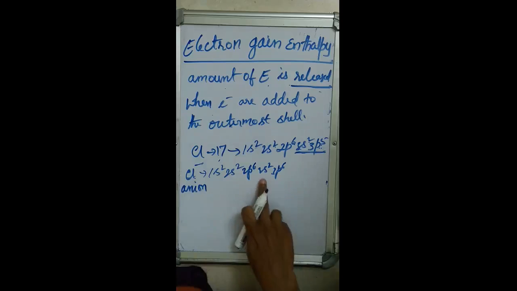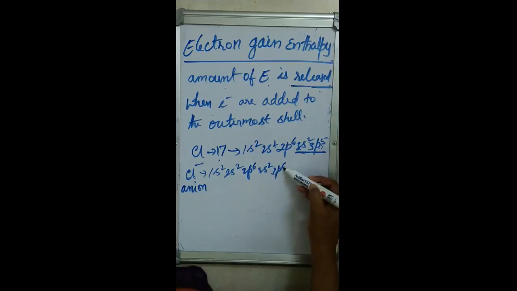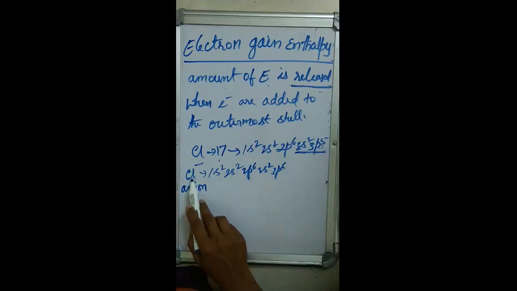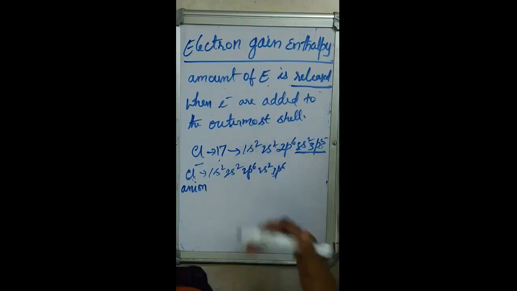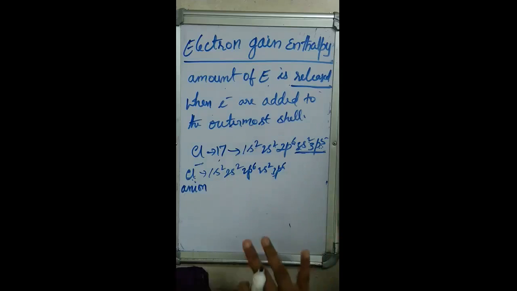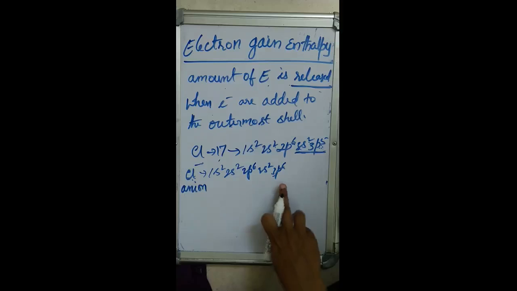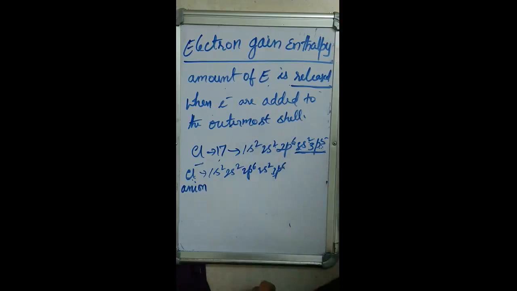So based on that, here I am going to add the electron. While adding, how many electrons are added? 1 electron is added, so chlorine becomes chloride. While adding, what happens? Some amount of energy is released. If you want to remove the electron, what should you do? You have to apply energy. Energy is required to remove the electron from the outermost shell. But while adding the electron, energy will be released. That is called electron gain enthalpy.